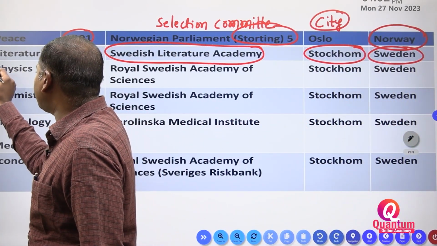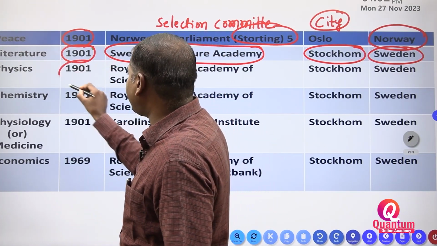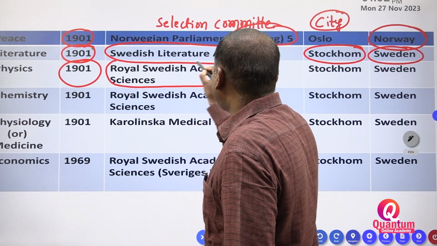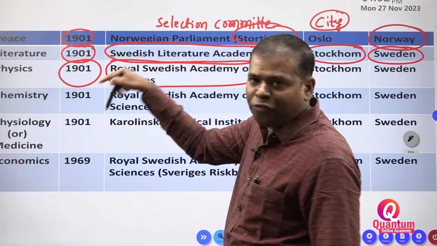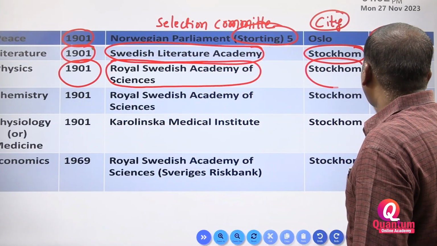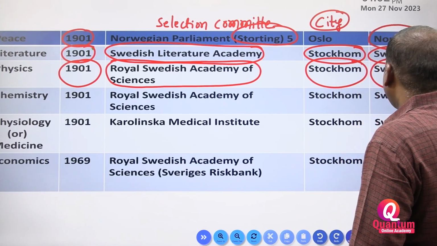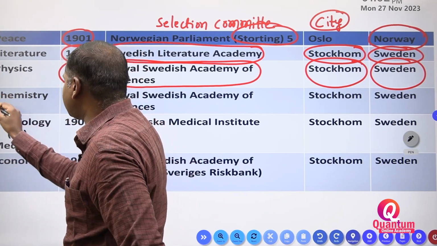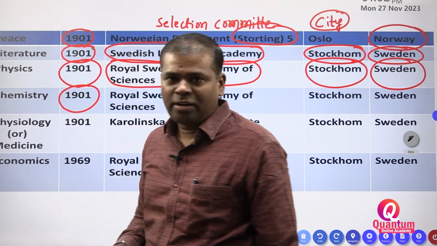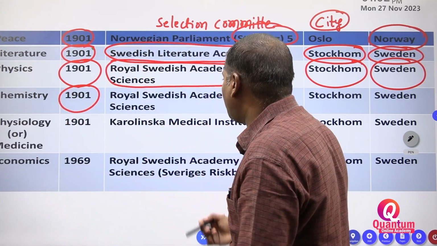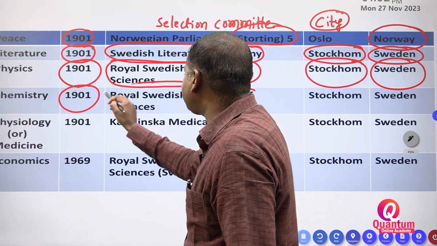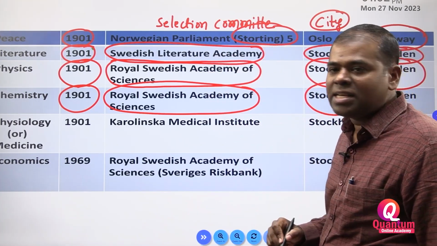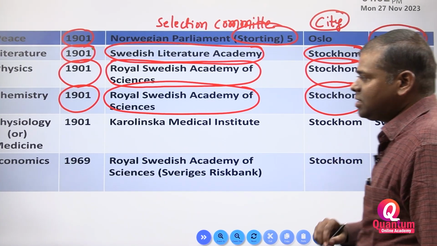Now the third one you have to take is physics. Physics also started in 1901. The Royal Swedish Academy of Sciences selects the physics Nobel laureates. In Stockholm only they will present the Nobel Prize. That country is Sweden. The fourth one is chemistry. In 1901 only they started the Nobel Prize. Who will select? The Royal Swedish Academy of Sciences people will select this Nobel Prize, right? Where will we get this Nobel Prize? Stockholm only. Sweden is the country.